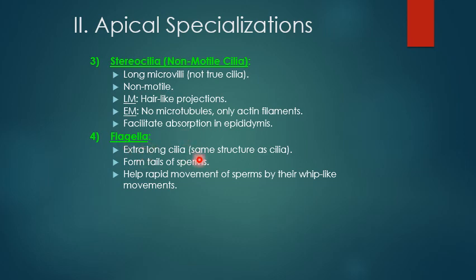Flagella is the long cilia, which is the tail of the sperm. It moves with a whip-like movement in order for the sperm to move in the female genital system.